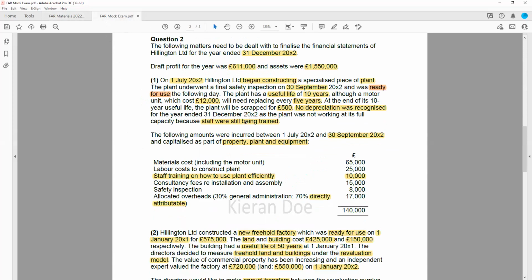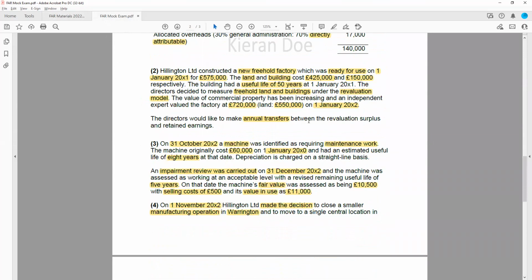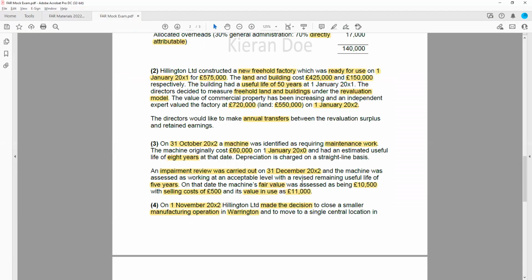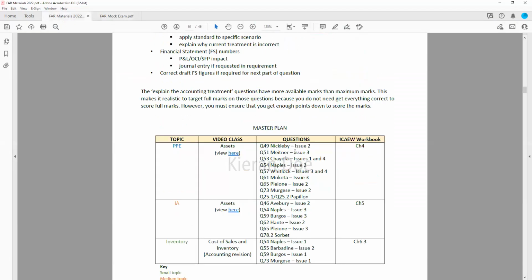You won't get this in the exam. You might get issue 1 and issue 4 on assets, but this one might be on revenue and this one might be on financial instruments. You have to jump from topic to topic, but you can still do that. You can go to the questions and work through just the issues which have assets on them, and do several of them one after the other. You don't have to do them all.